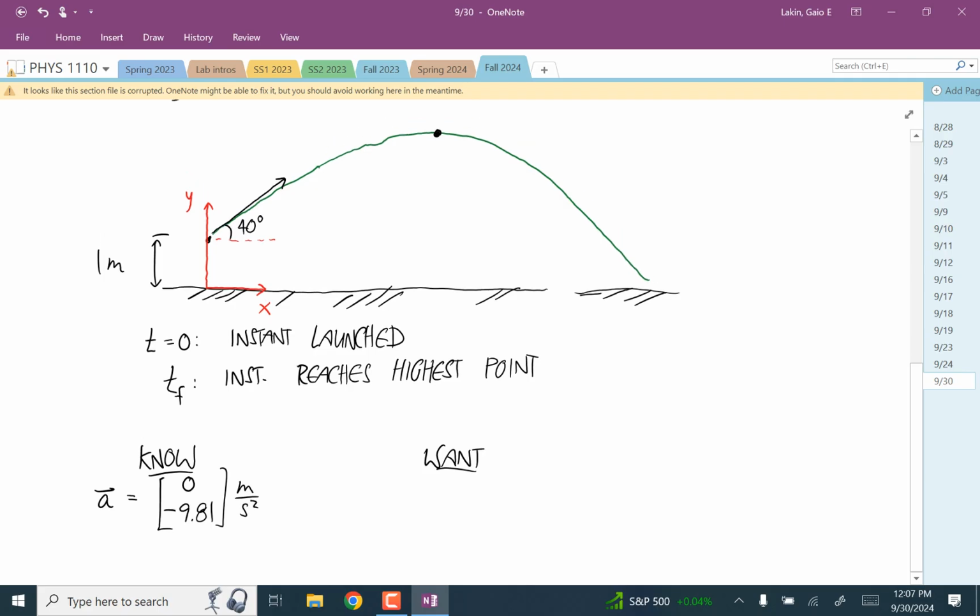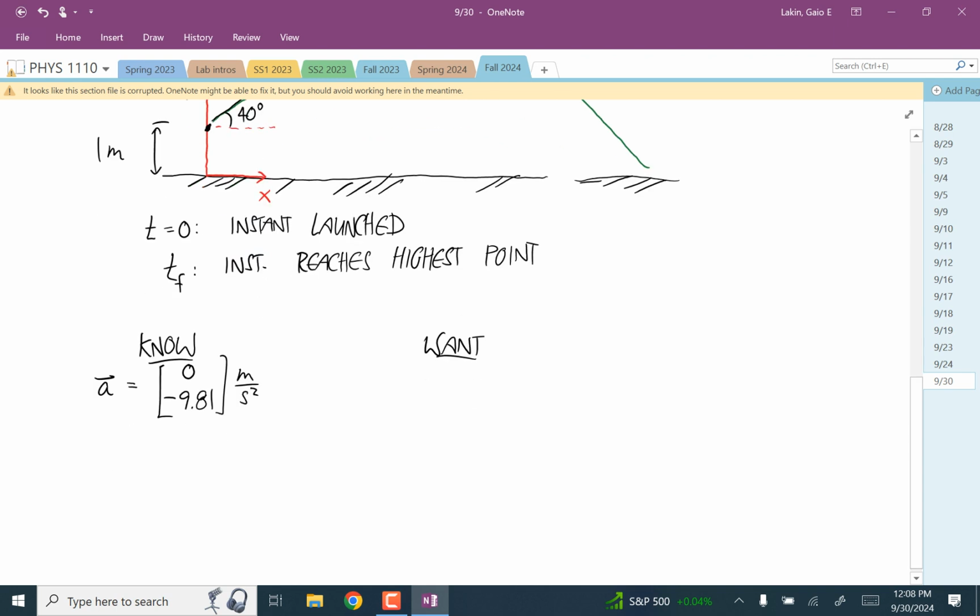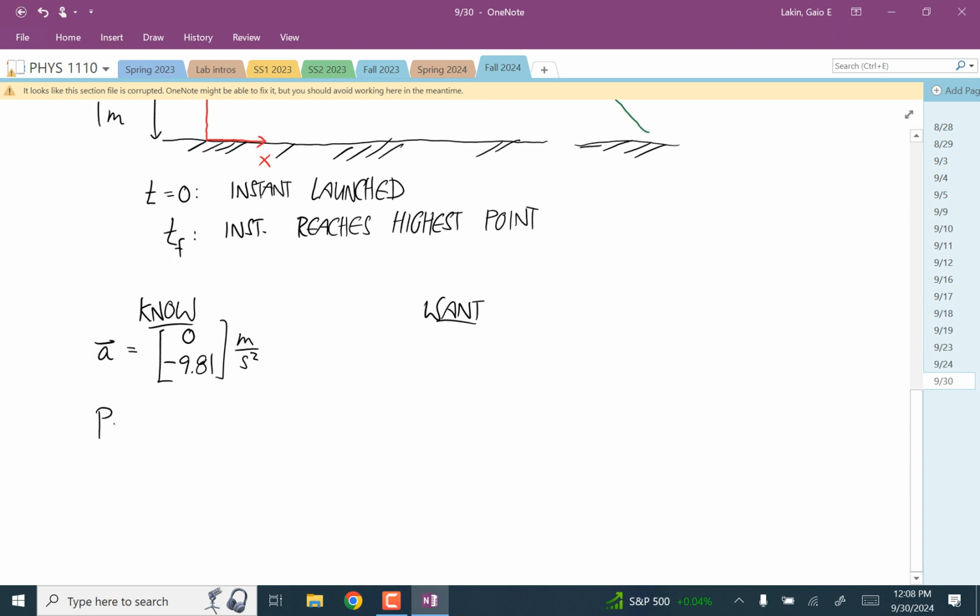Do we know the position at time 0? Yeah, right. It's going to be 0 for x, 1 for y. Remember that the position, you can always just think of that as the object's coordinates. So you can see, if you plotted this point here, it would be at 0, 1. So Pi is 0, 1.